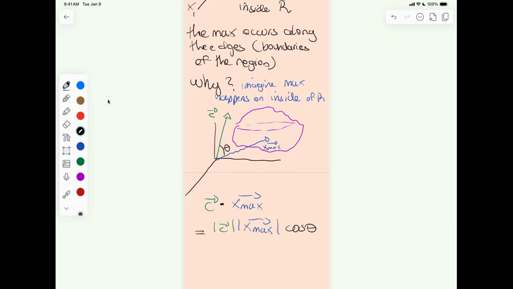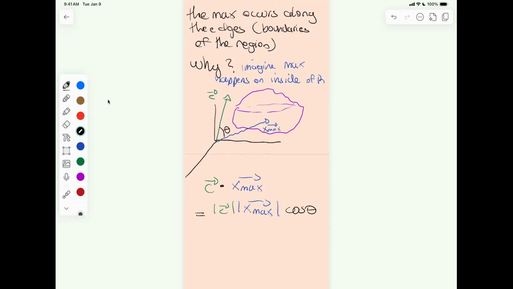Now here's the clever part: what does it mean to be on the inside? When you say you are on the inside, that means you can move a little bit in the direction of the vector and you still remain on the inside. That is something you can definitely not do on the edge. If you're at the edge and you move a little bit, you're already outside the region. But when you're on the inside, almost by definition, you move a little bit and you're still on the inside. Otherwise this wouldn't work.